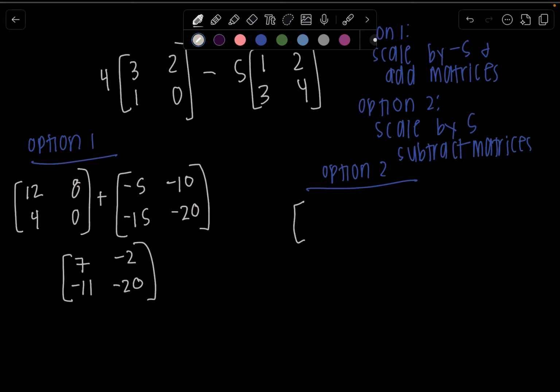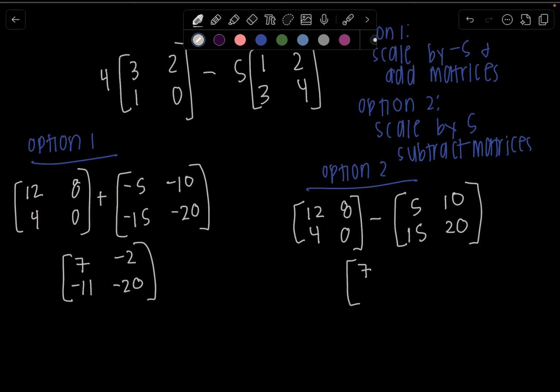Option 2, you're going to do the same thing. Nothing impacts how we would scale the matrix on the left, so that stays. But this time we're going to scale by 5, but we're going to subtract. So just use the 5. So 5, 15, 10, 20. And now you subtract. 12 minus 5 is 7. 8 minus 10 is -2. 4 minus 15 is -11. And 0 minus 20 is -20. If you notice, I used 2 methods, but the answer is the same. Because plus -5 is the same thing as just subtracting 5. So you can use either option.